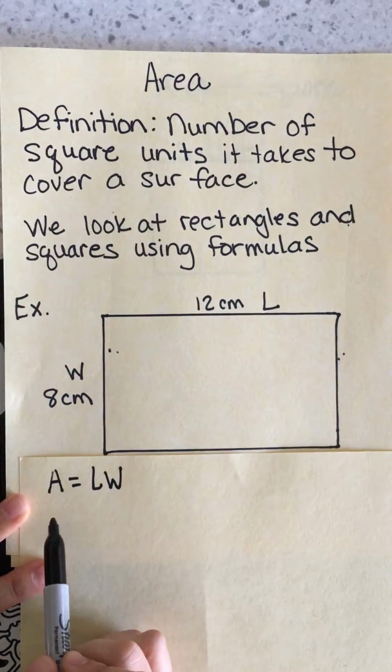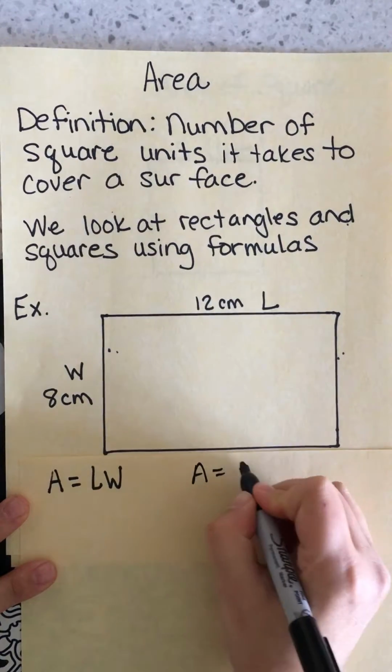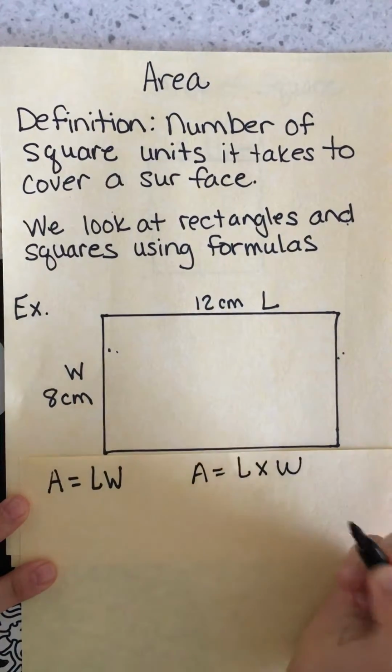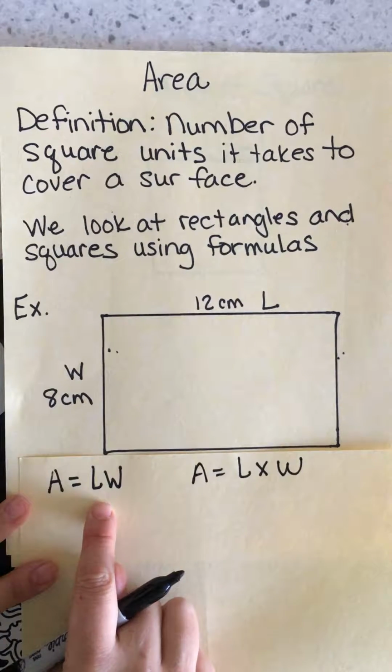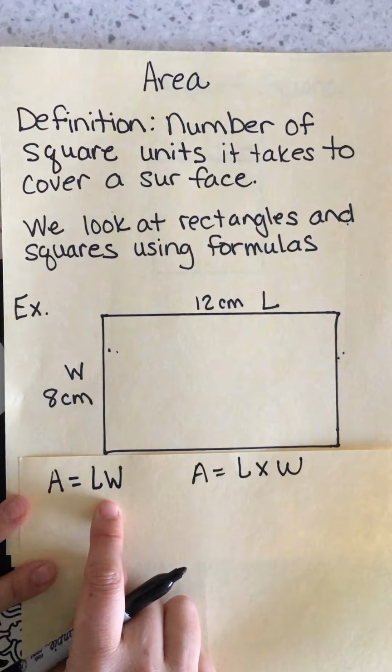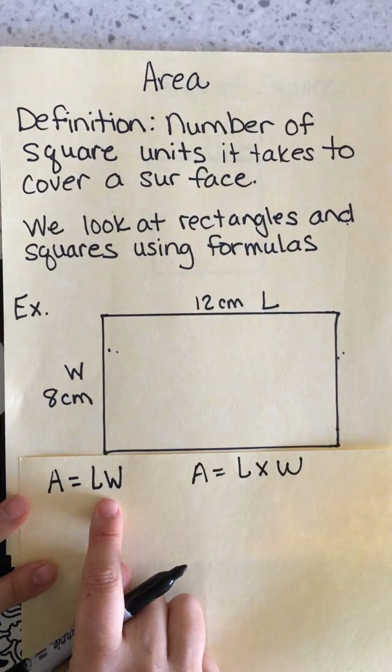Now notice when I wrote the formula, we don't see this formula on our math chart. We see A equals length times the width. But we already know that side by side tells us to multiply. So it's good to start seeing it this way because later on next year and then in your future, they will start writing it like this.